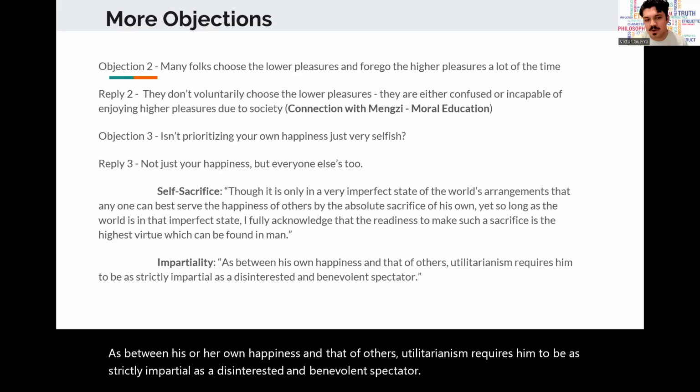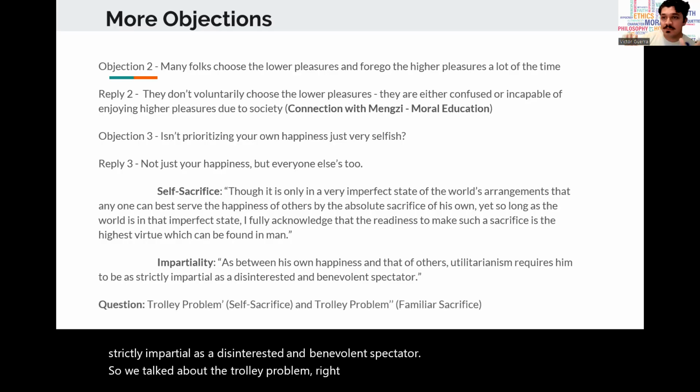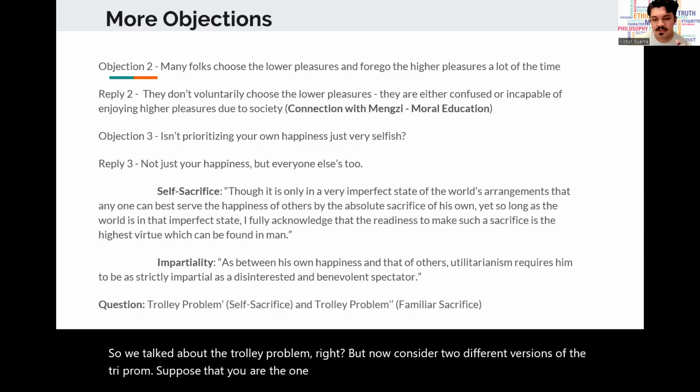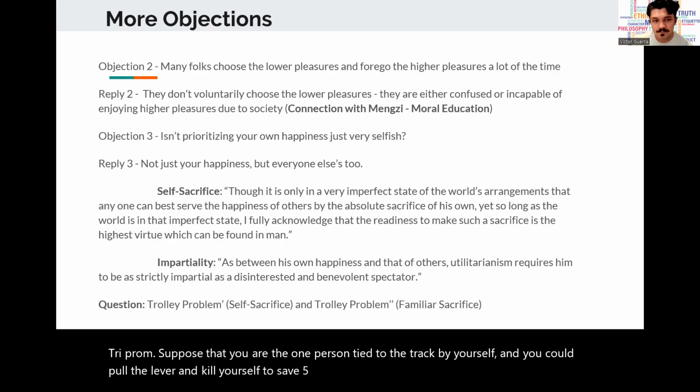So we talked about the trolley problem, right? But now consider two different versions of the trolley problem. Suppose that you are the one person tied to the track by yourself, and you could pull the lever and kill yourself to save 5 people.